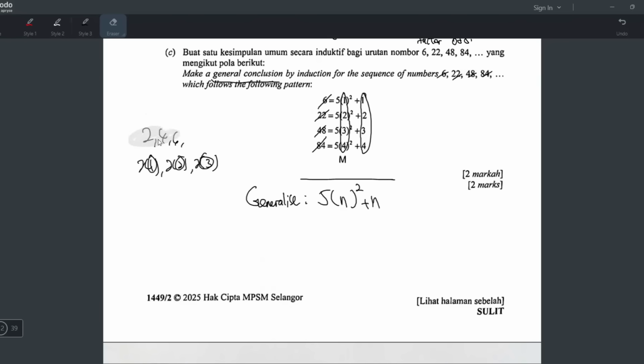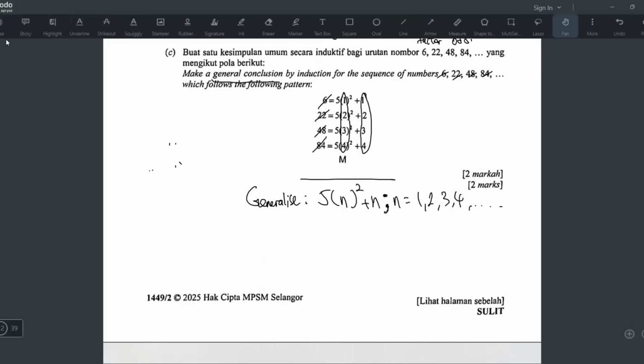Okay, so just remember, the n has to always be 1, 2, 3, 4 or 0, 1, 2, 3, like that. And then you have to write this beside 5n squared plus n, and then use this symbol, and write n equals 1, comma 2, comma 3, comma 4. Yeah, like this. So remember, the n has to be 1, 2, 3, 4 or 0, 1, 2, 3. It cannot be 2, 4, 6 or 3, 5, 7, or 6, 22, 48. It has to be 1, 2, 3, 4. All right, hope you understand. That's all.